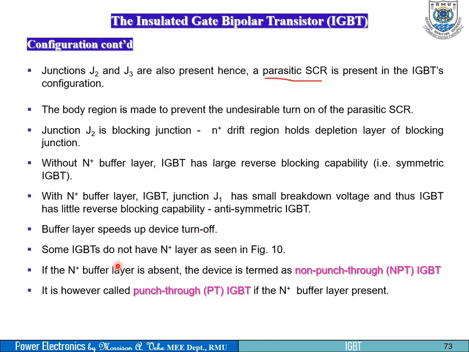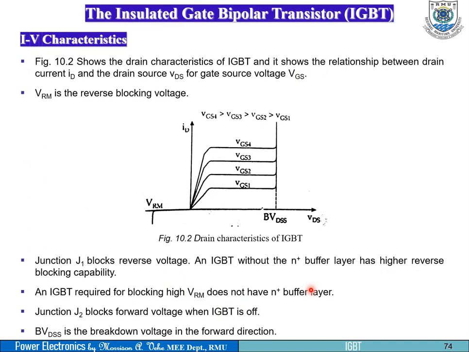Now some IGBTs do not have the N plus layer as we have in the figure. If the N plus buffer layer is absent, we can call it a non-punch-through IGBT, NPT IGBT. If the layer is present, we call it a punch-through PT IGBT. So that's for information.